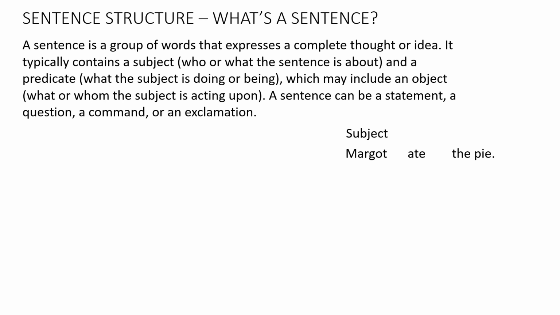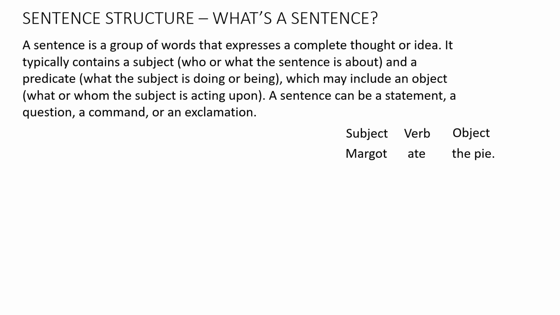Margot is actually a subject. It's the what or the who that the sentence is about, or the person who is doing the action. The verb in this sentence is ate, and the object in this sentence is the pie.